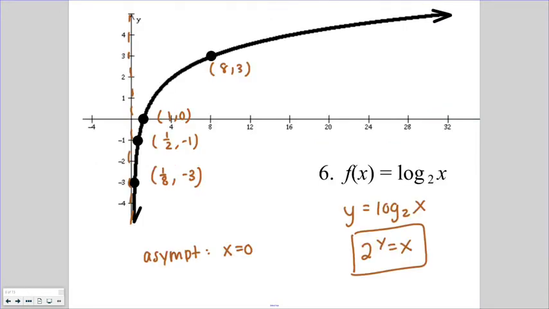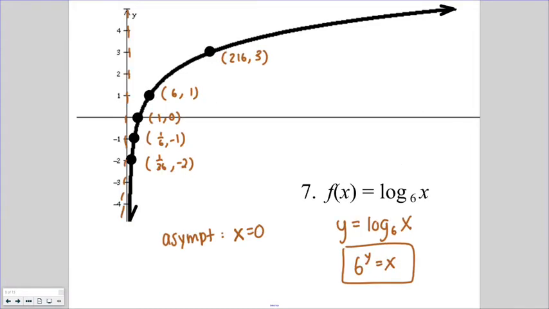Number 6 is the inverse of number 2. Again, I'm going to rewrite this log in exponential form. And it's going to be a lot easier when we get to actually graphing logarithmic functions if we look at it in exponential form instead. So we're just going to switch the ordered pairs from number 2. The x and the y values are going to swap, and then we have the asymptote at x is equal to 0 this time.